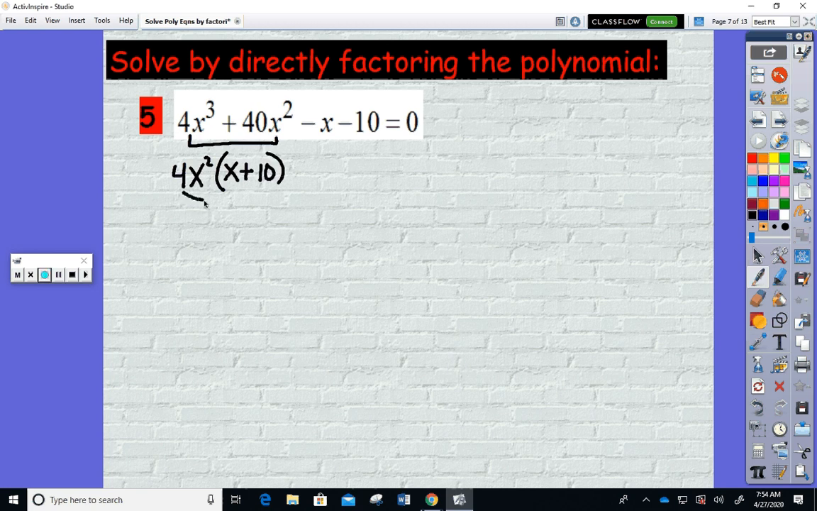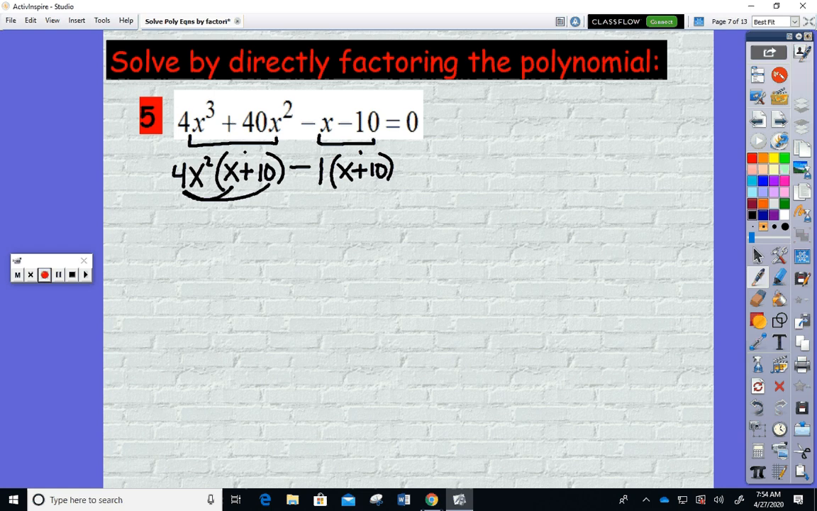Double check that. That's 4x cubed. Check. Plus 40x squared. Check. Bring down the minus sign in the middle. When I look at x and 10, nothing factors out, so I'll just put a 1 there, and I'll change it to x plus 10. Remember, if you've got x plus 10 here, you've got to have x plus 10 there.